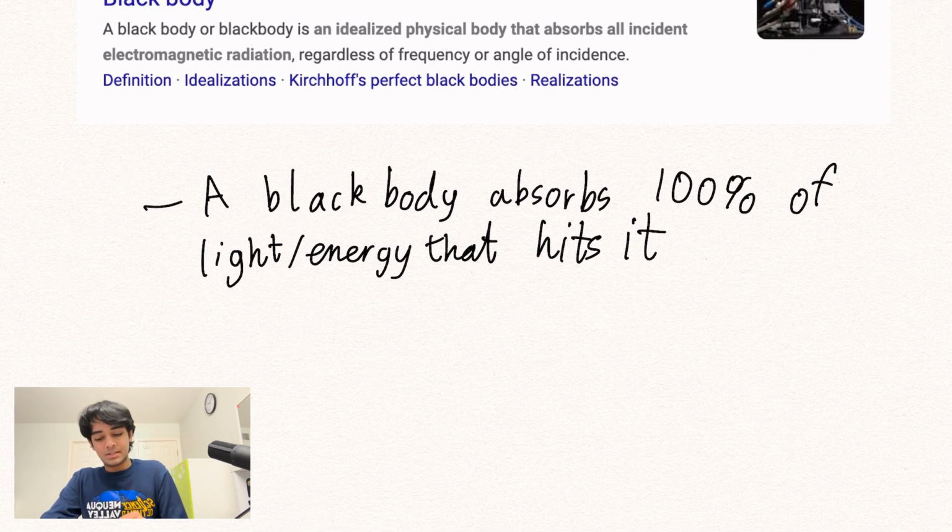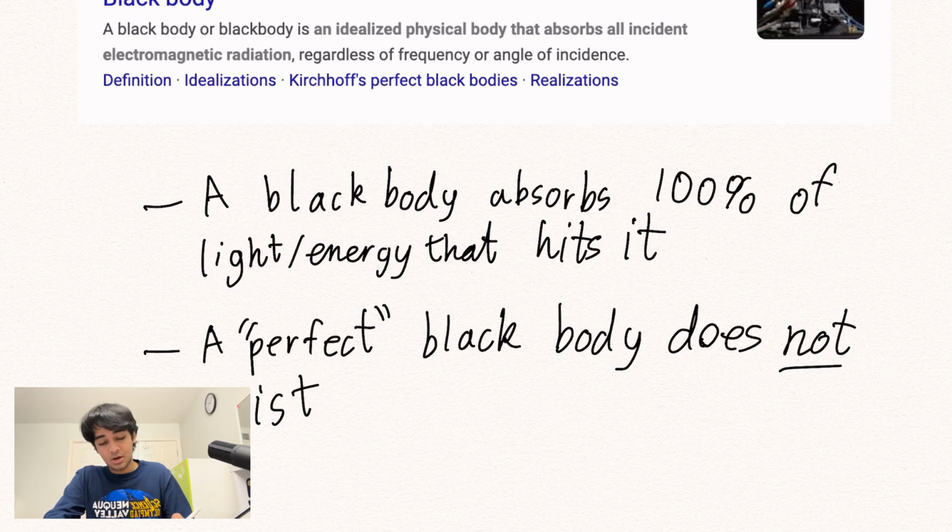Now, it says here that it's an idealized physical body. What does that mean? It means that a perfect black body does not exist. All objects on Earth and in space either reflect or transmit some amount of light. So this is a theoretical object that we're talking about. So let's write down, a perfect black body does not exist.